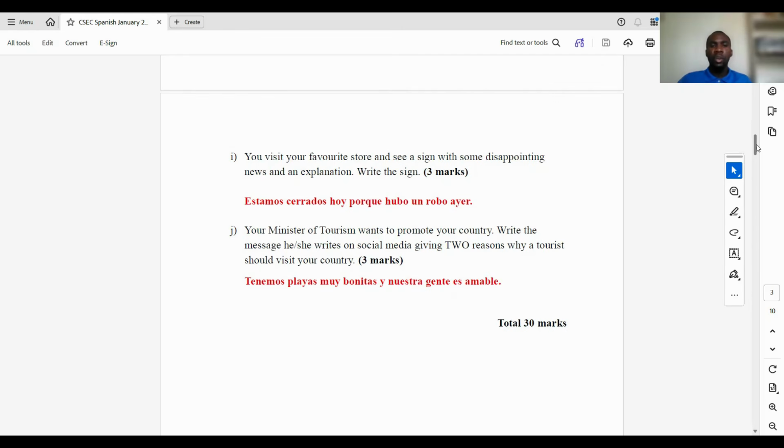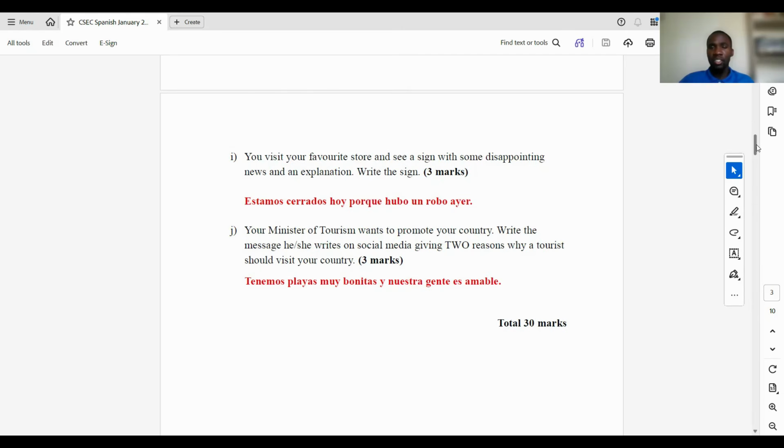Your Minister of Tourism wants to promote your country. Write the message he or she writes on social media, giving two reasons why a tourist should visit your country. So you just have to say two good things about your country, basically. So I said, tenemos playas muy bonitas. We have very beautiful beaches. Y nuestra gente es amable. And our people are friendly.